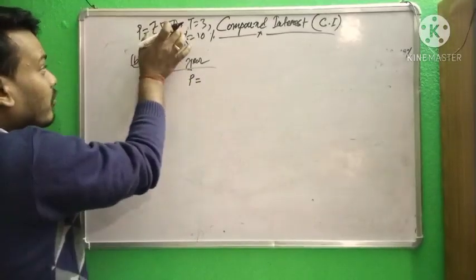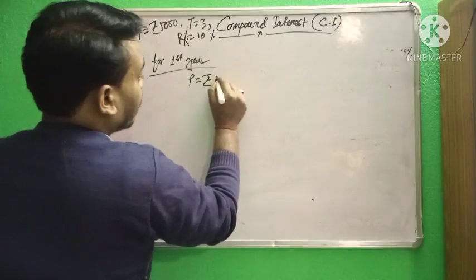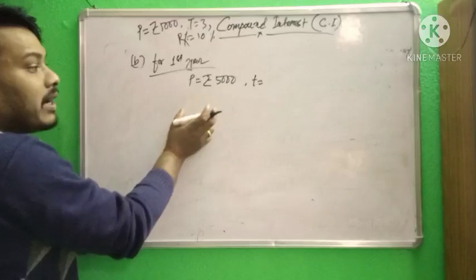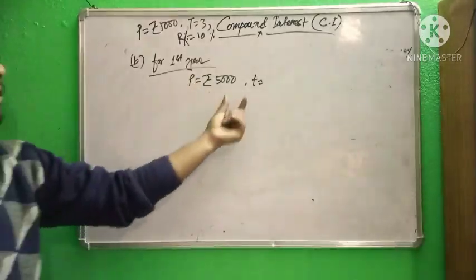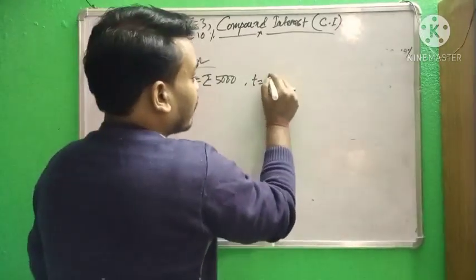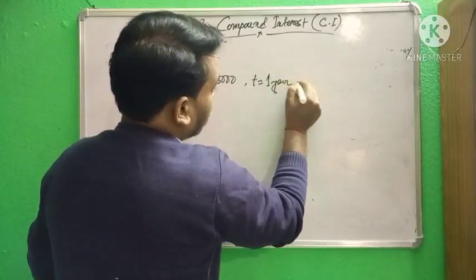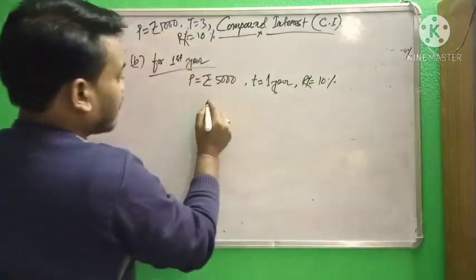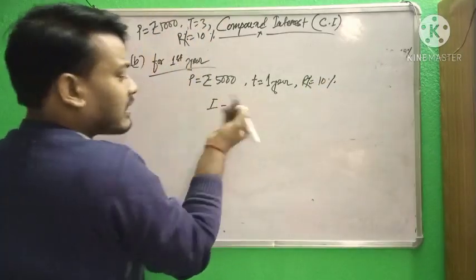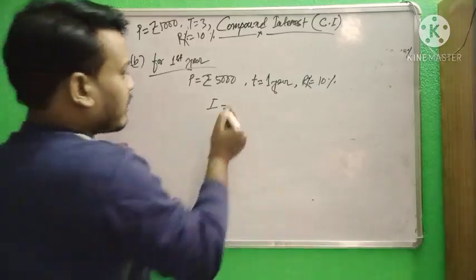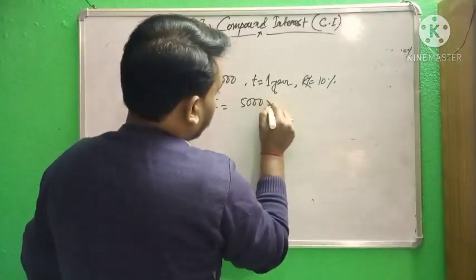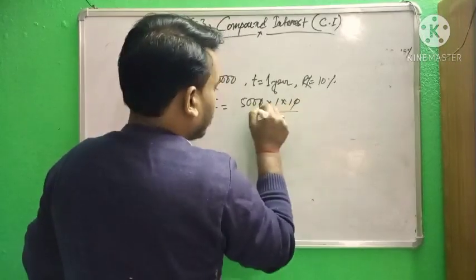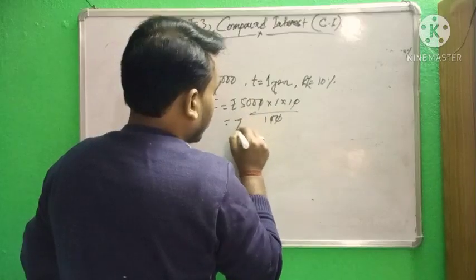Here the total amount is 5000. Now we calculate the interest for 1 year. T equals 1 year, and R equals the same 10%. Therefore, interest, that means simple interest, equals 5000 into 1 into 10 by 100, zeros cancel, so interest is 500.